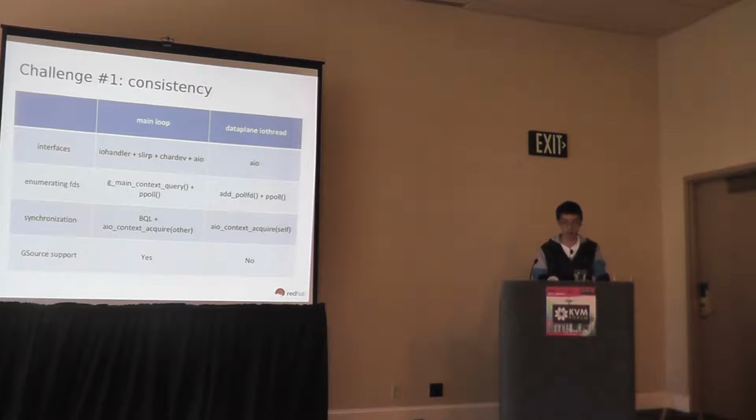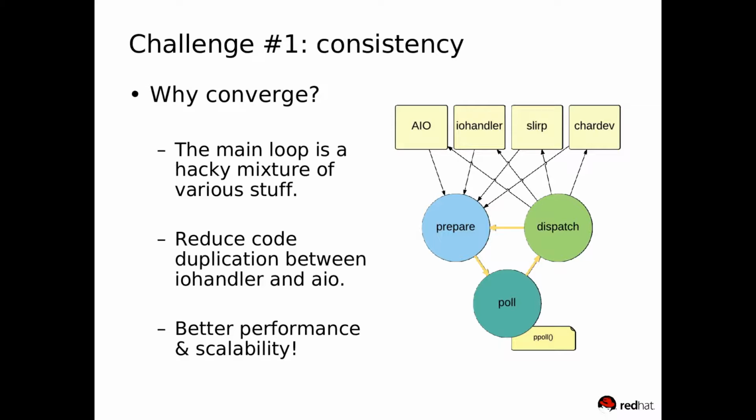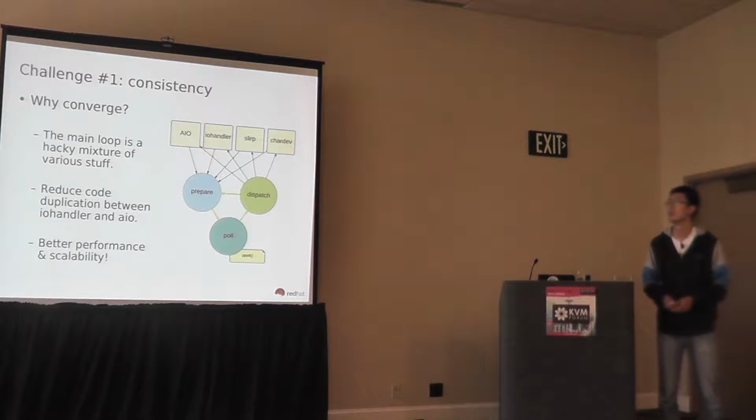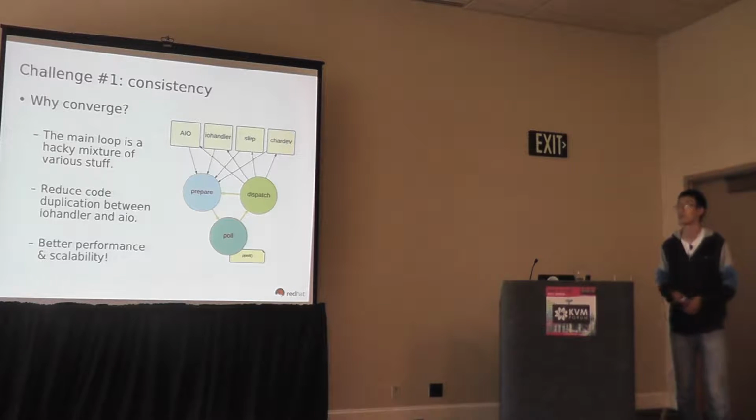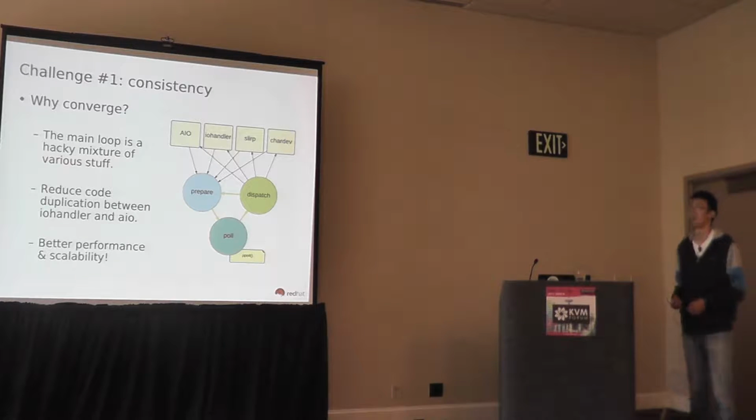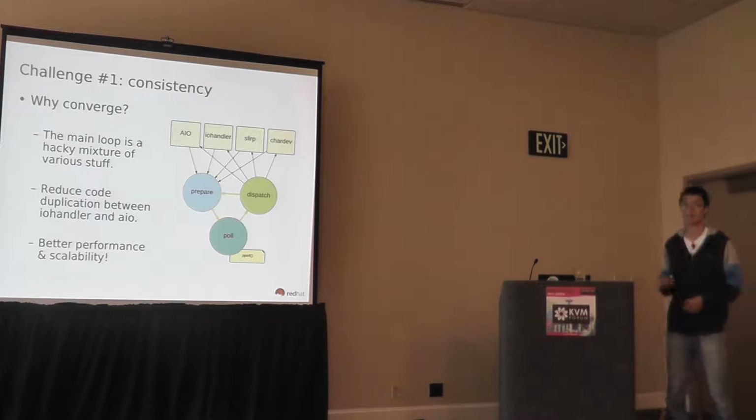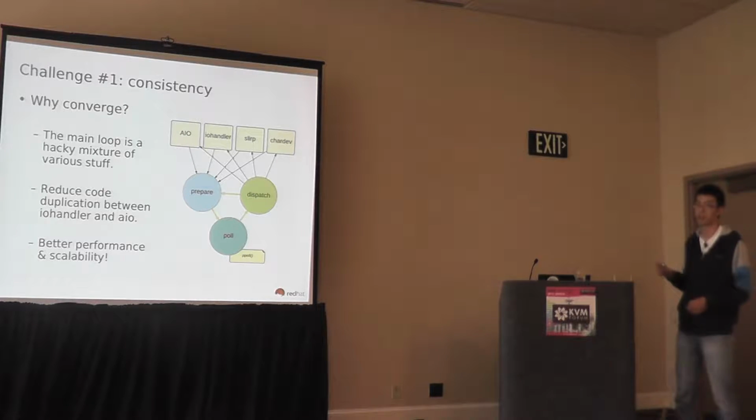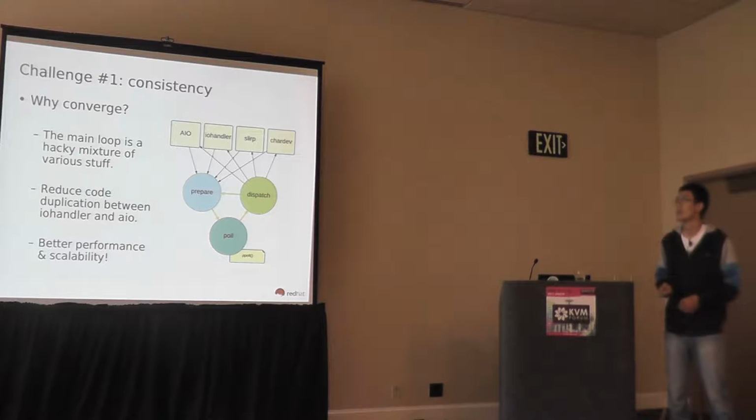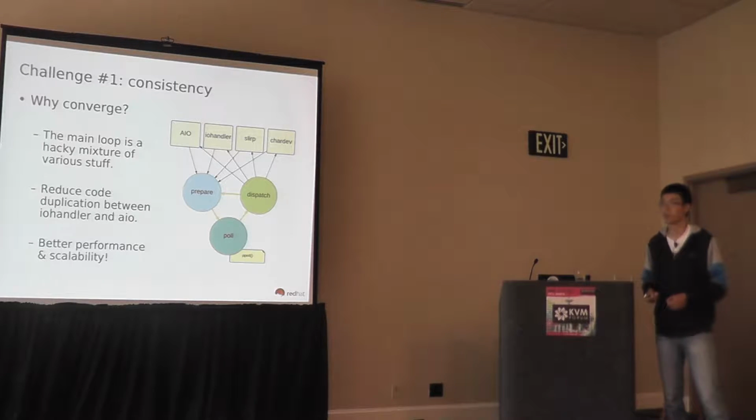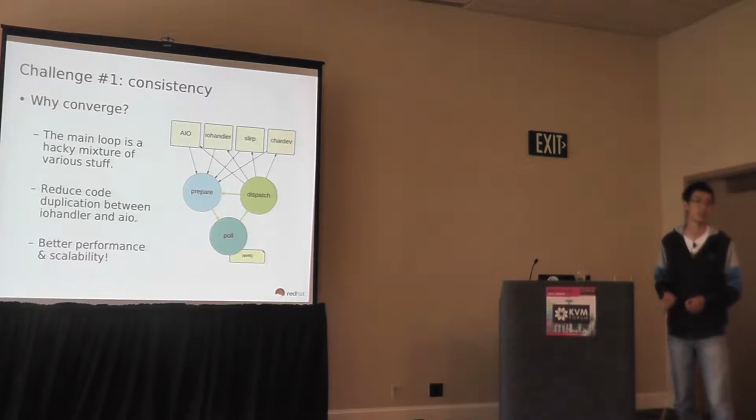So it seems that some things are in common and some things are not. But why should we care? Why should we convert them? There are mostly three reasons I can think of. The first one is that the main loop is a hacky mixture of different stuff, because all those different specific functions are hard-coded inside the main loop. But that's not quite important, because it's already working.